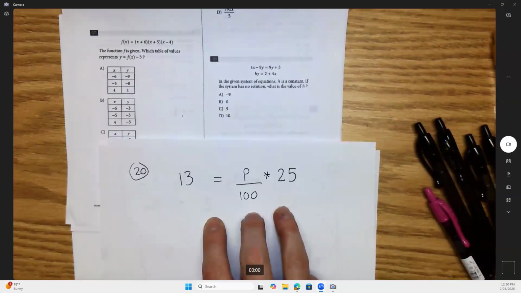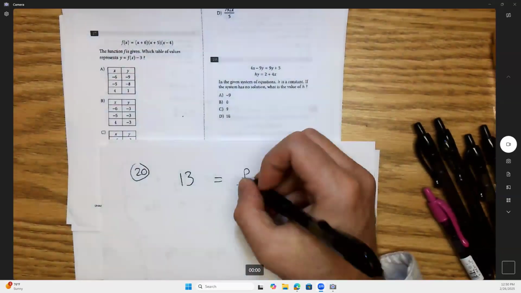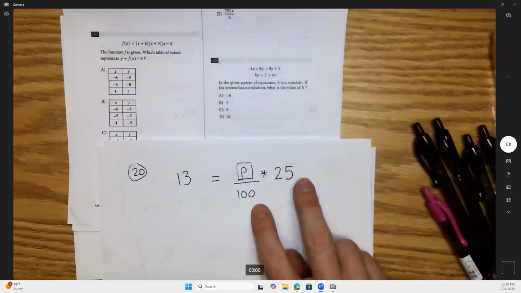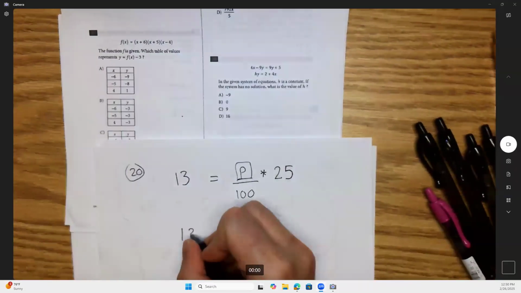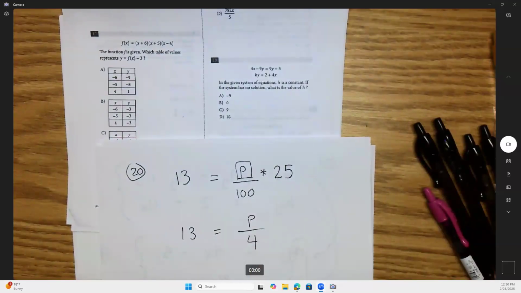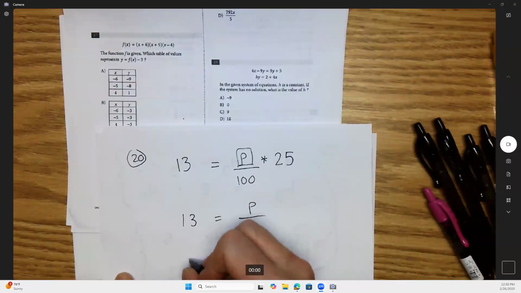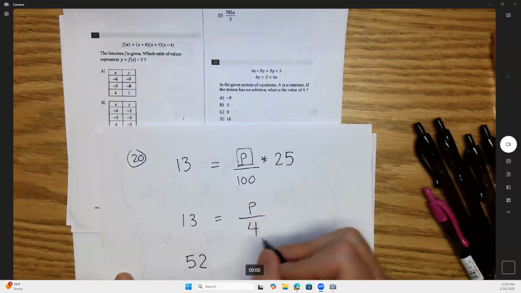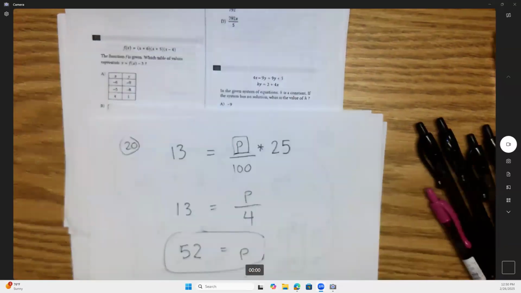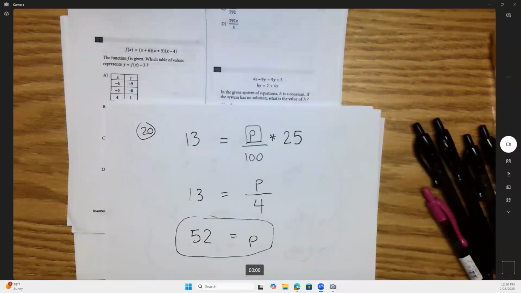So that is the expression in math form. Now, can you guys solve for p? Can you do it? Here, because what is 25 over 100? Yeah, a fourth. Okay. And what's 13 times 4? 52, like cards in a deck. Right? There's 13 cards, 4 suits. 52 cards altogether. That's the answer. Number 20. You should have written 52. The answer is 52. Right, you guys got that?